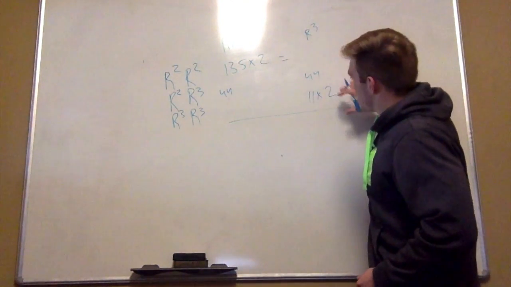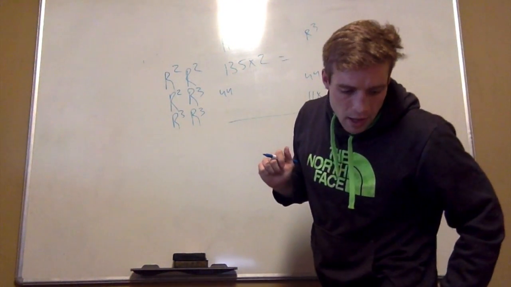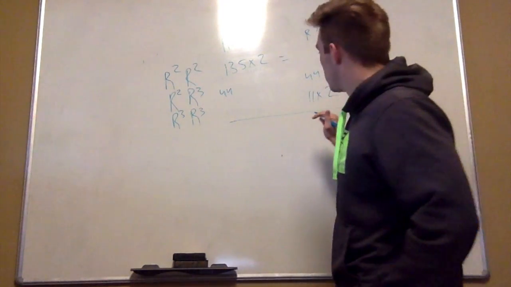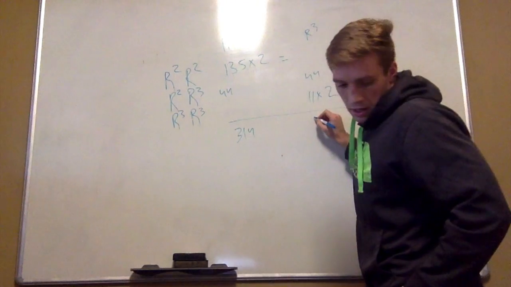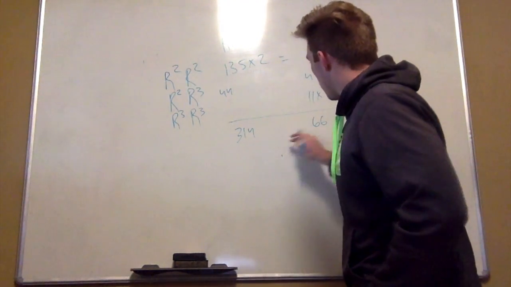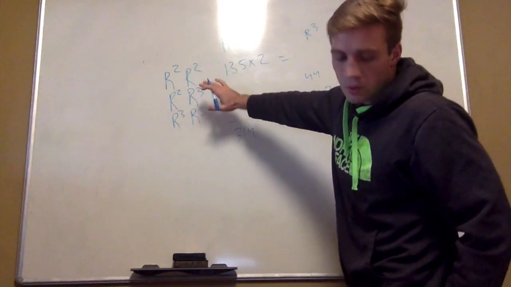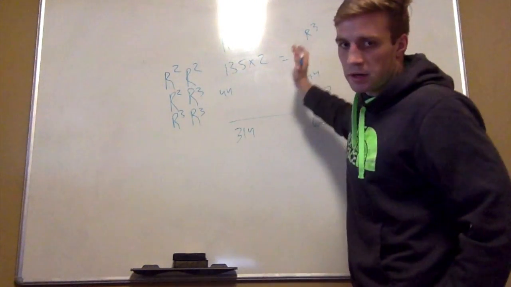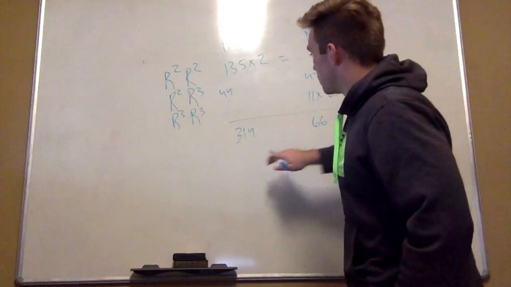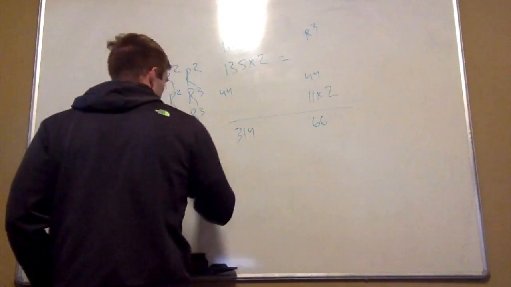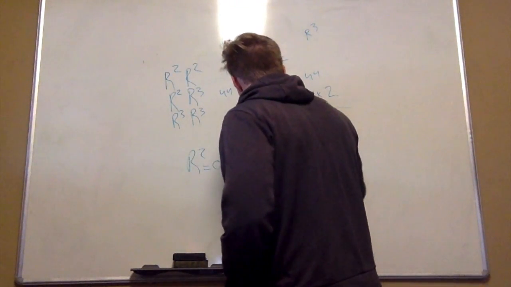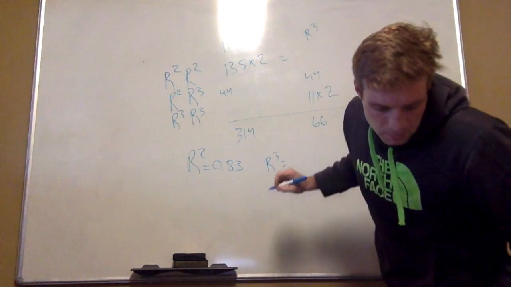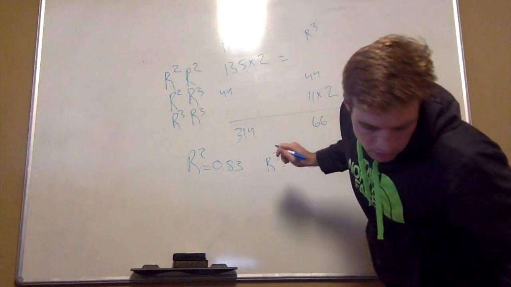So each of those are going to give us a number, right? So then we're going to take that number and divide it by the actual allele. So we get, on this side, 314 and then 66. And we're going to take that and we have 380 total alleles, and we're going to divide that by each of these. So our allele frequencies are going to be r2 equals 0.83, and then r3 equals 0.17.